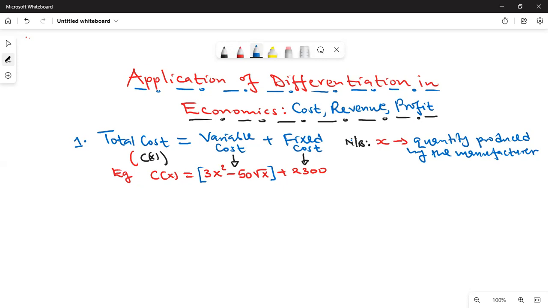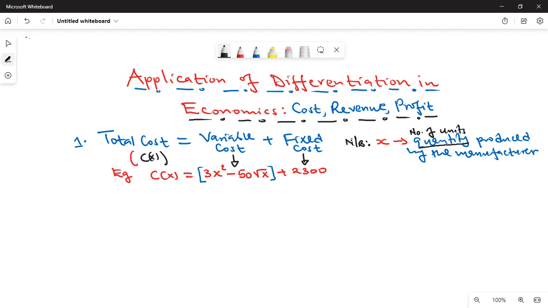When you talk of quantity produced, it's simply the number of units. You can talk of quantity produced or number of units produced. Another term is number of units produced by the manufacturer.